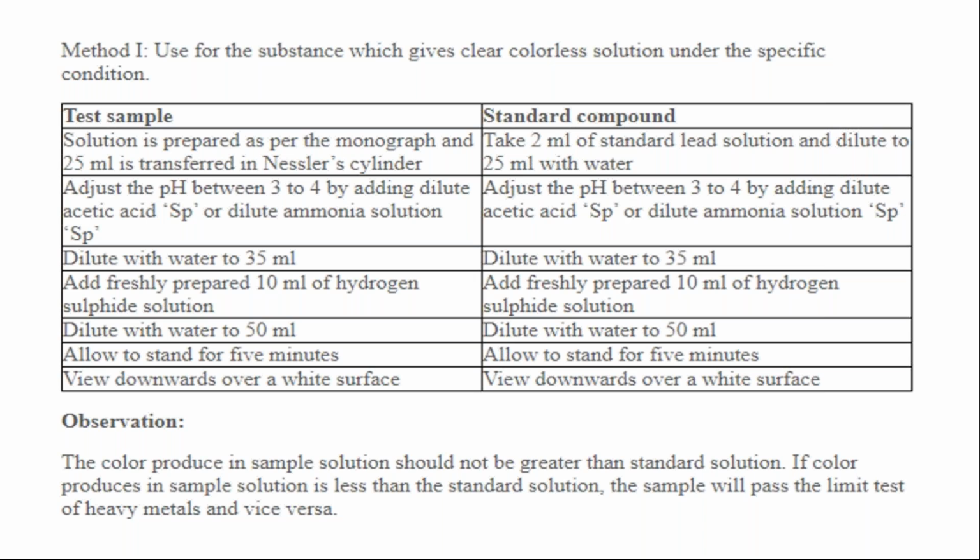Okay. Then whatever solution you have transferred into the Nessler cylinder, you're going to adjust the pH between 3 to 4 by adding dilute acetic acid or dilute ammonia solution. Why have I mentioned dilute acetic acid or dilute ammonia solution?